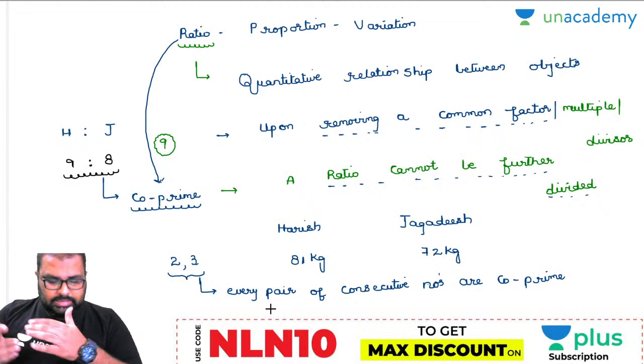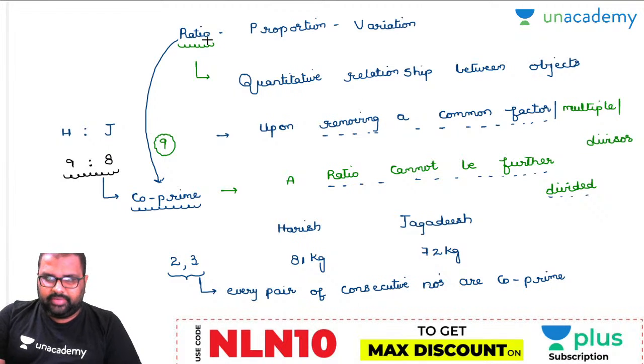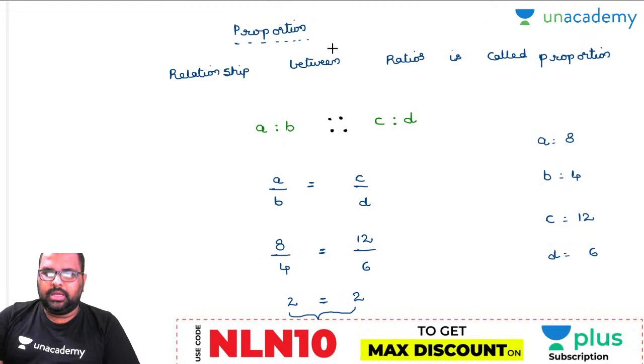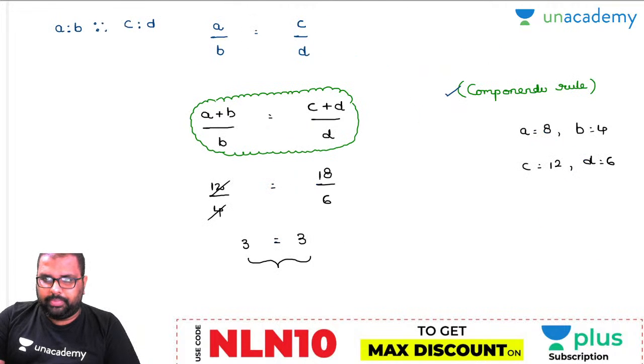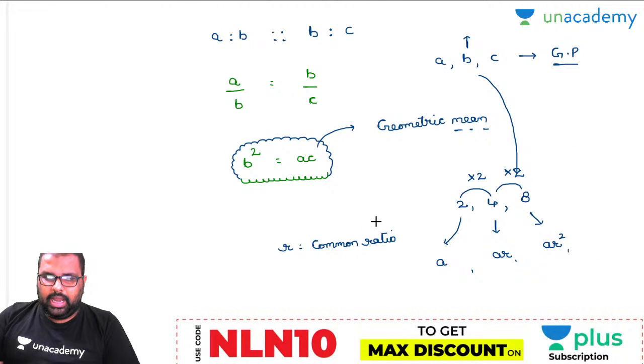So this is what we discussed yesterday. We discussed ratio, proportion and variation. I discussed the definition of ratio and how the ratio numbers work. And this is proportion, where I discussed different rules: componendo, dividendo, and the componendo and dividendo rule, and different scenarios in proportion.